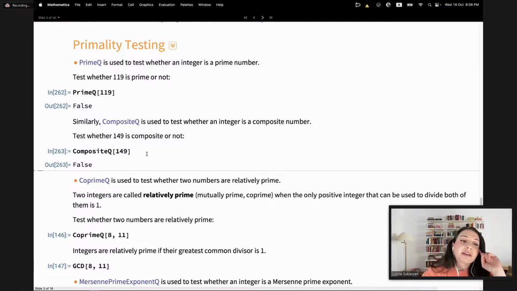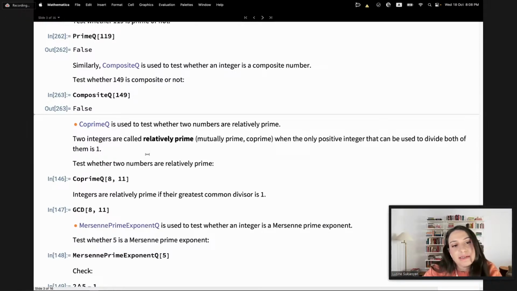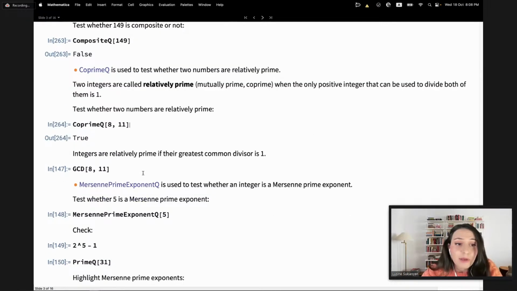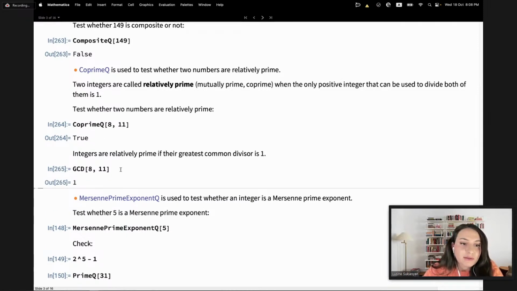The next one is the function CoprimeQ, which is used to test whether two numbers are relatively prime. So what are relatively prime numbers? Two integers are called relatively prime, or mutually prime, or coprime, when the only positive integer that can be used to divide both of them is 1. So we can test whether 8 and 11 are coprime by simply doing this. And yes, they are coprime. So integers are relatively prime, of course, if their greatest common divisor is 1. We have a function for that. We'll talk about it later, but this is equivalent to their greatest common divisor being equal to 1.